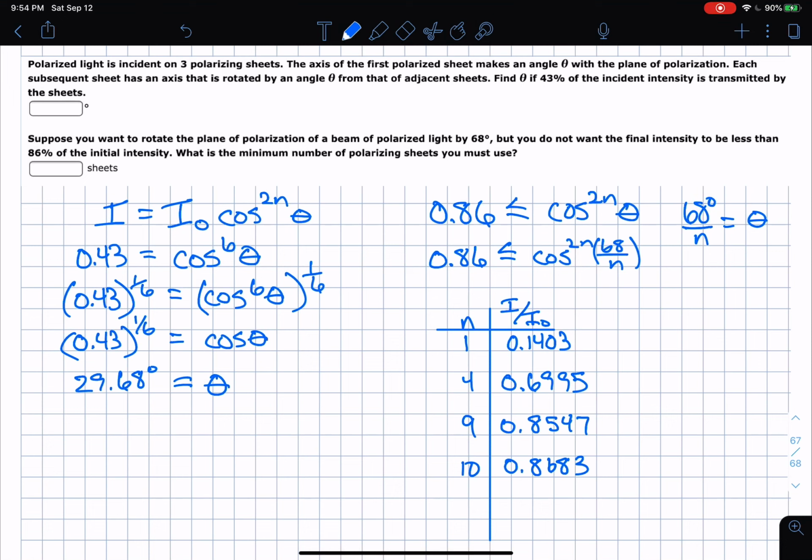One thing I need to emphasize, we need greater than or equal to 0.86. If this value here, instead of 0.8547, were, let's say, 0.8597, that is not greater than or equal to 0.86. It can't round up to 0.86. When you calculate it, it has to be greater than or equal to 0.86, because this is the minimum. So 9 sheets doesn't get the job done. You need at least 10 sheets. This is the correct answer.